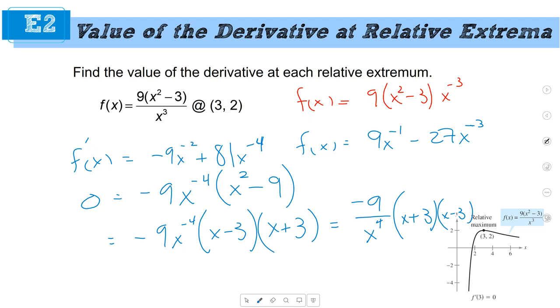What's the technical mathematical term for having a 0 denominator? Undefined. Yeah. Josie, okay. Question?